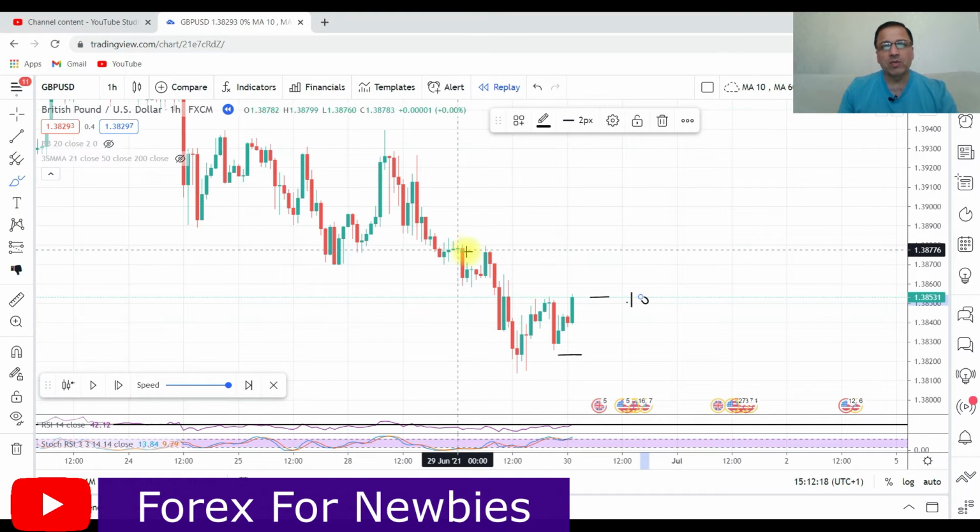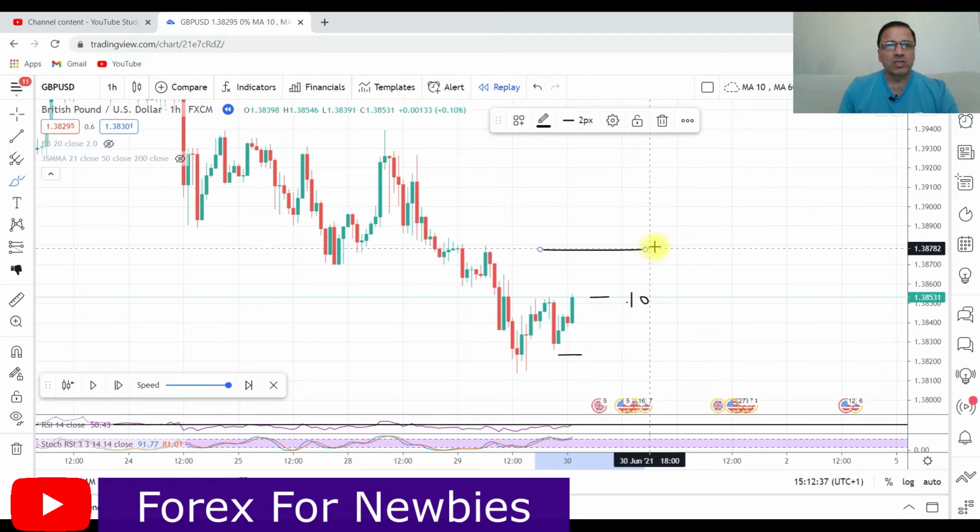So my first TP will be around this area, which is the immediate next level that the market created. I would never put a TP that gives you less than 1-to-1 RR. Okay, that is not possible. Don't take that trade if you haven't got at least 1-to-1 RR.